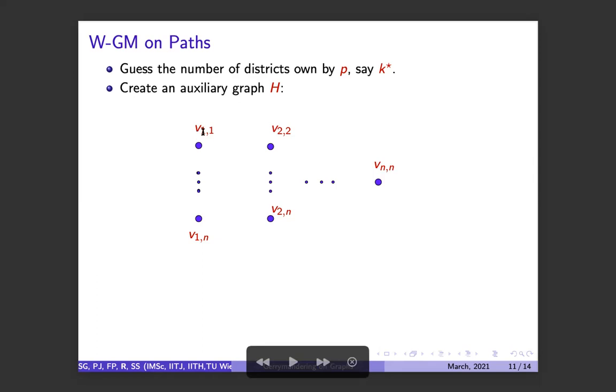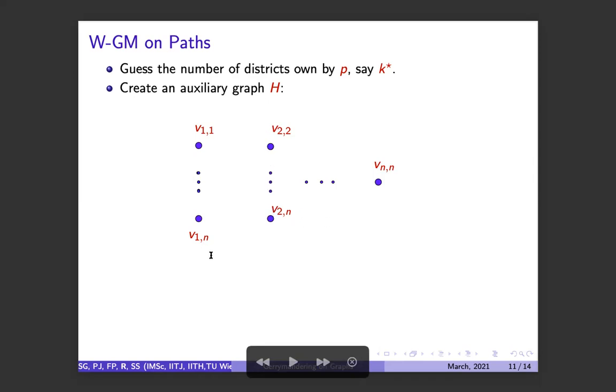So for this vertex here, V11 means that this is a district. Each of these blue vertices denotes a district, and this subscript means that this district starts with vertex 1 and ends at vertex 1, and this one starts with 1 and ends at vertex n. So here we create all the districts that start with vertex 1 and end somewhere else. Here we create the vertices for the districts that start with vertex 2, and so on.